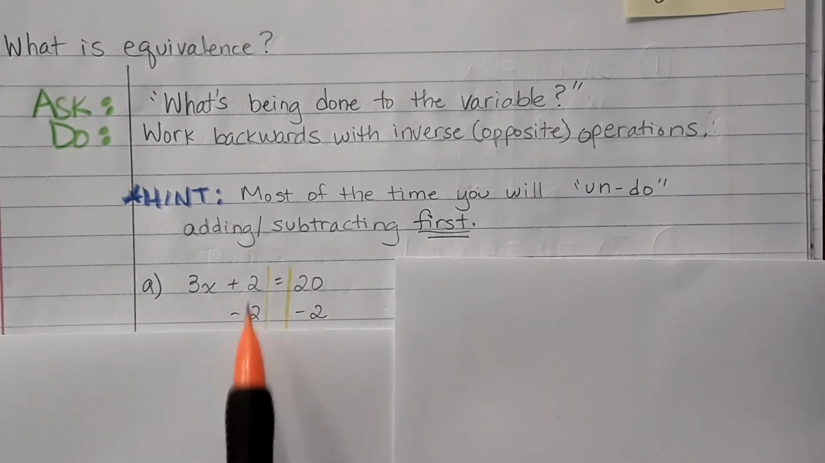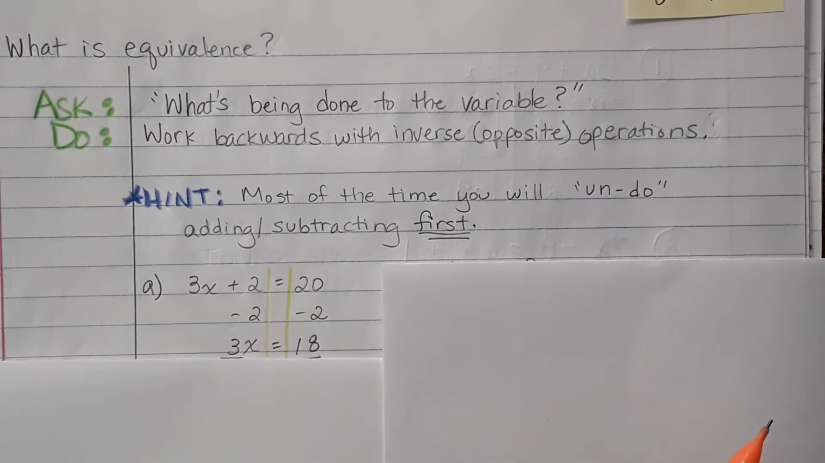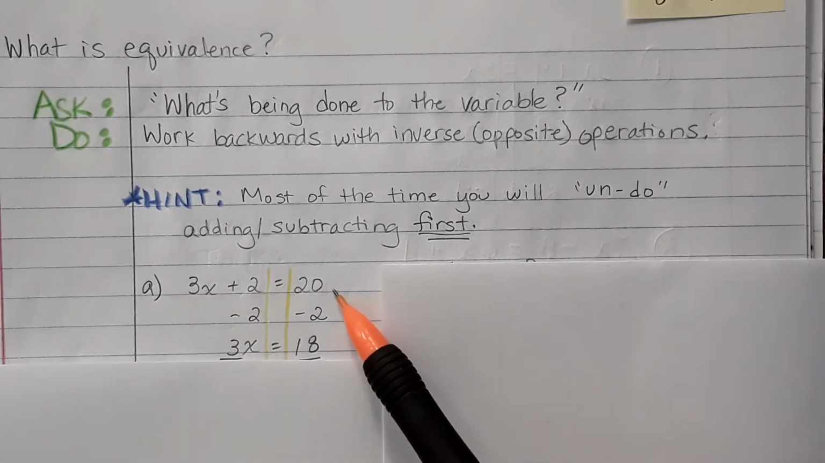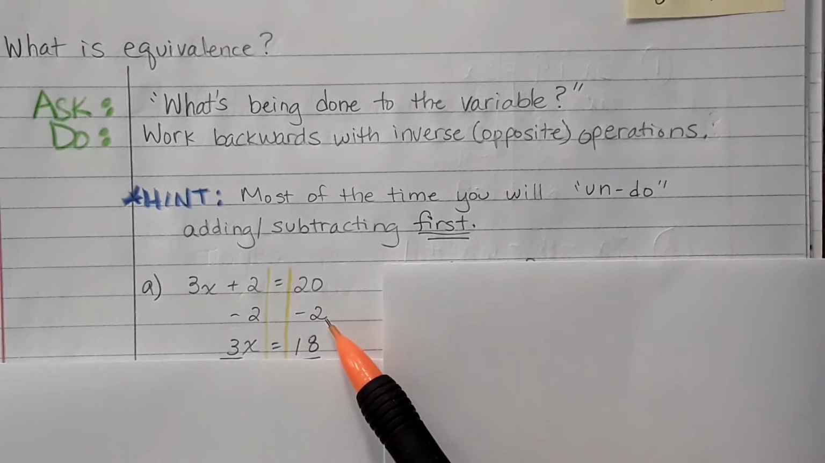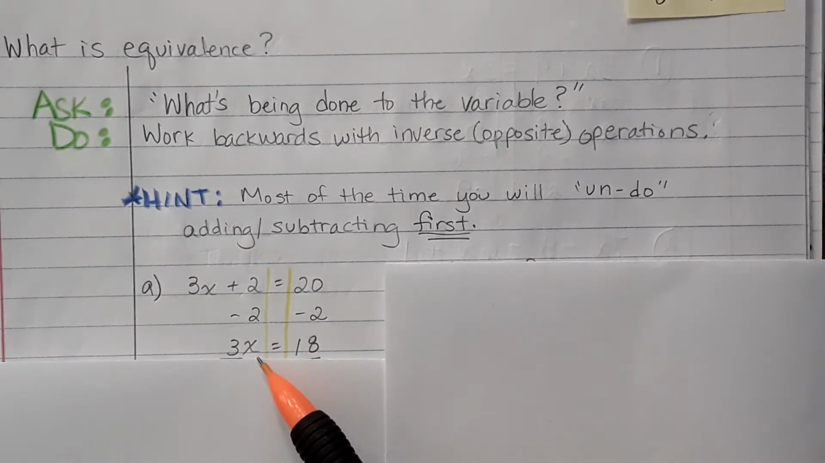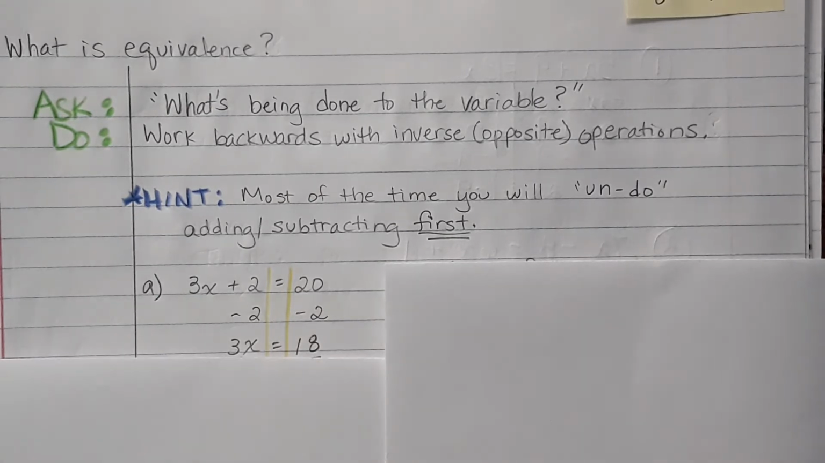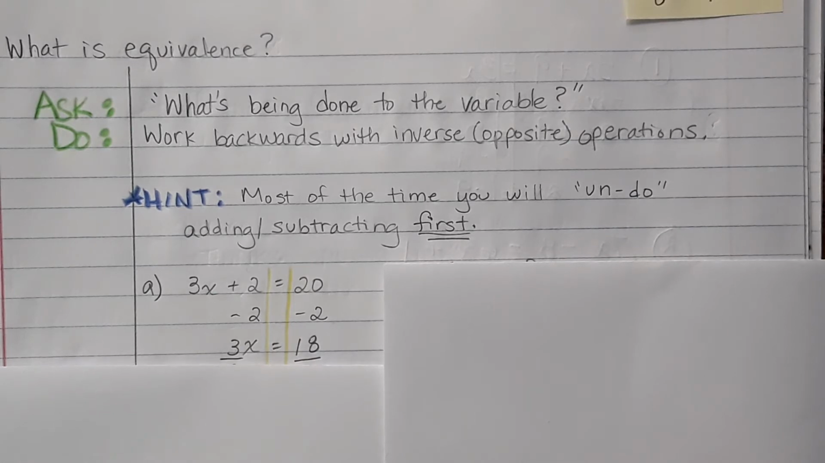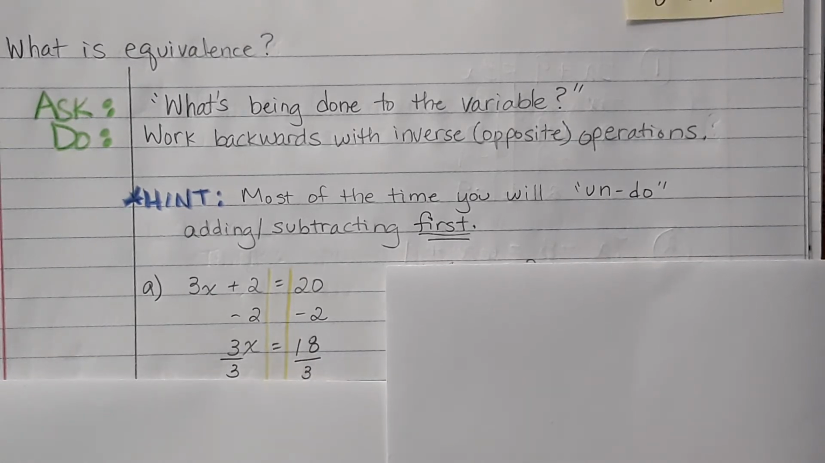And on the left, the 2's cancel to 0. All that remains is 3x. And on the right, remember we're working down, 20 minus 2 is 18. So now, what is still being done to the variable? Multiply by 3. What's the inverse operation? Divide by 3. So we show divide by 3 on both sides of the equation like this.